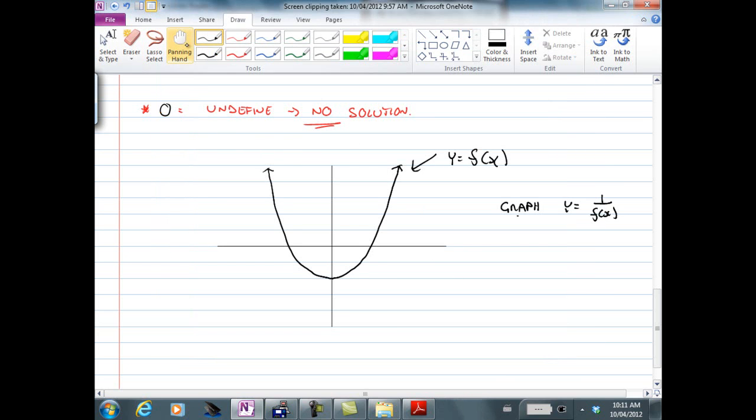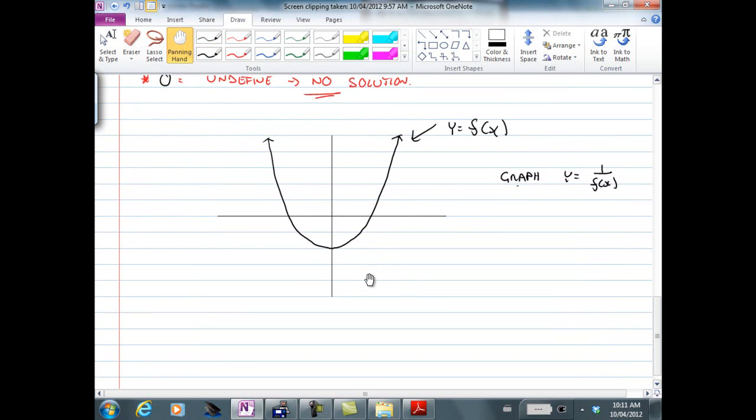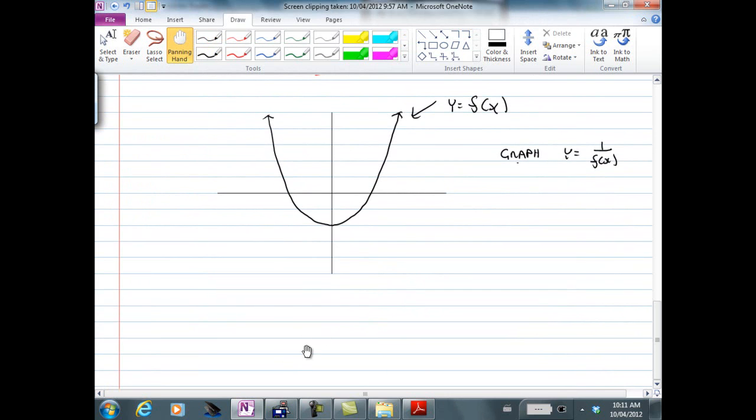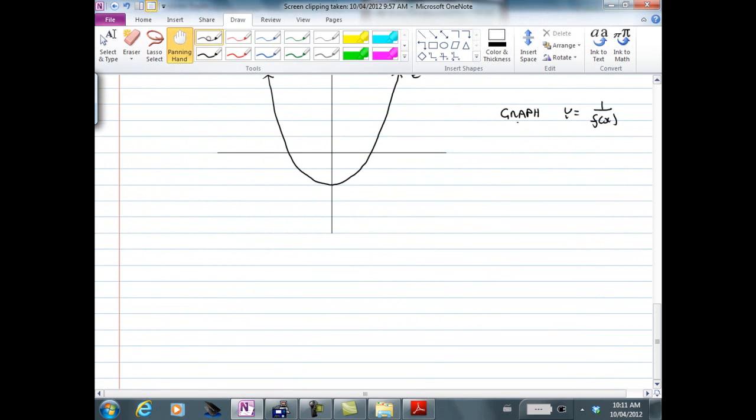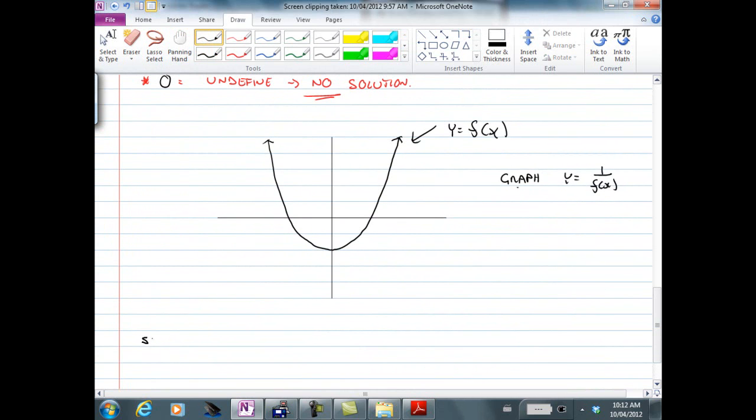There we go. So graph 1 over f of x. Now, here are my steps to success. When you work with these steps, double C, double S, and you'll always succeed.